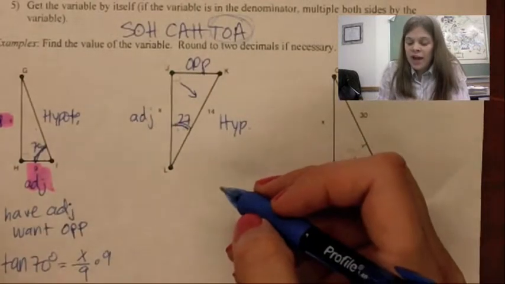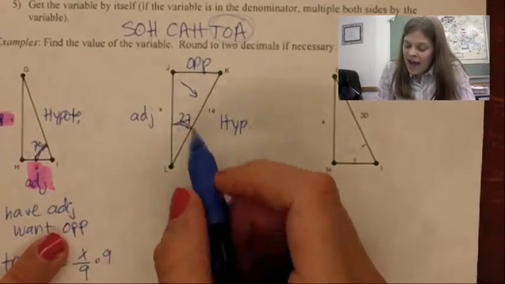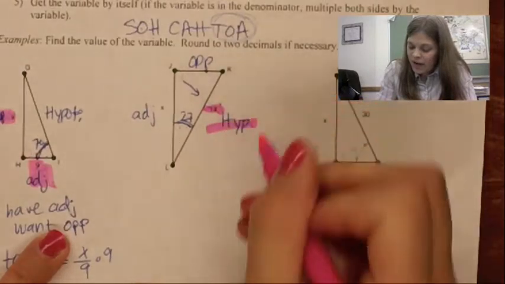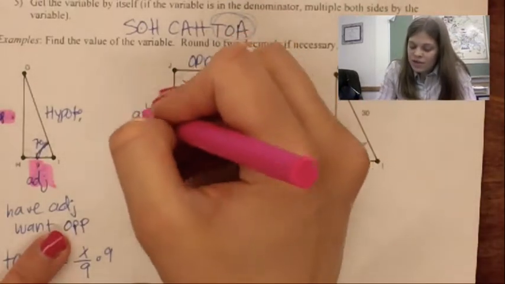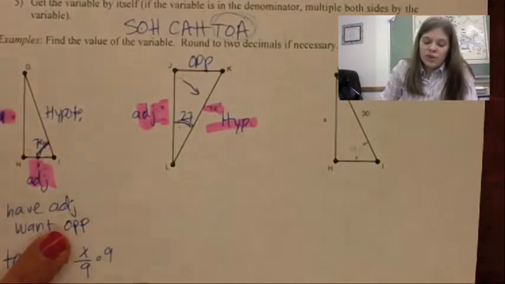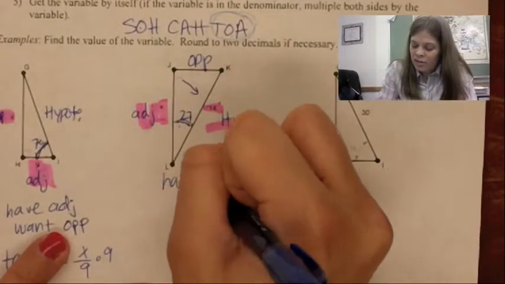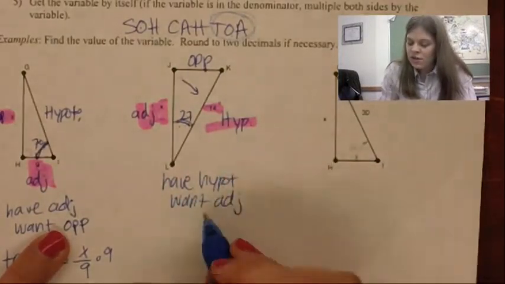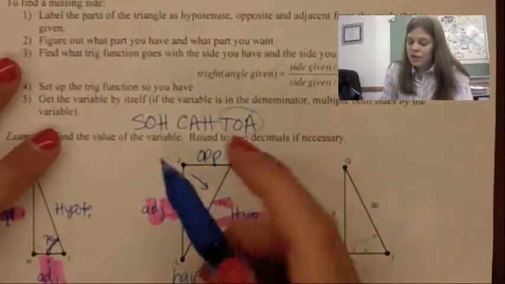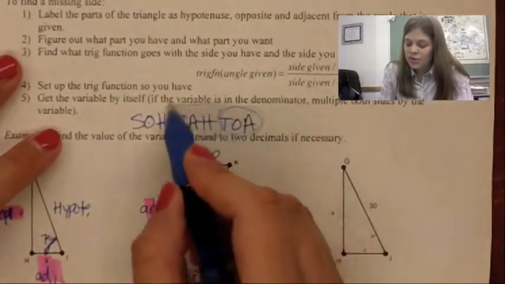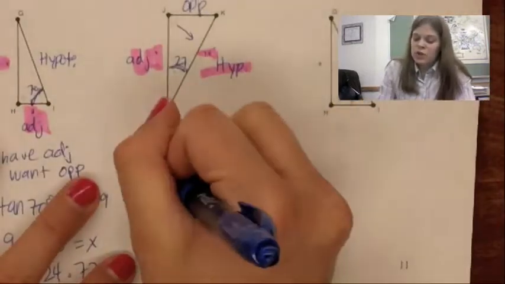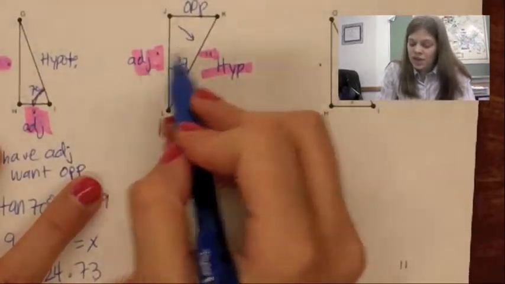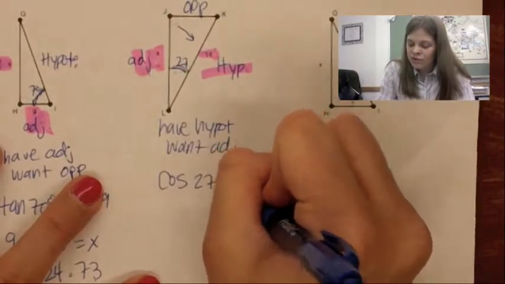So I want to think, what do I have and what do I want? So I have the length of 14, so I have the hypotenuse, and I want the adjacent. So then I think to myself, if I have the hypotenuse and I want the adjacent, what goes with hypotenuse and adjacent? So I look back up here, hypotenuse and adjacent is going to be our cosine. So I do cosine of the angle, which is 27, equals adjacent over hypotenuse, so x over 14.